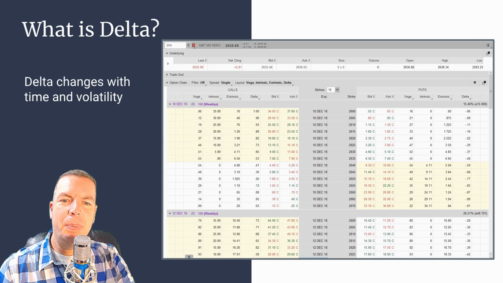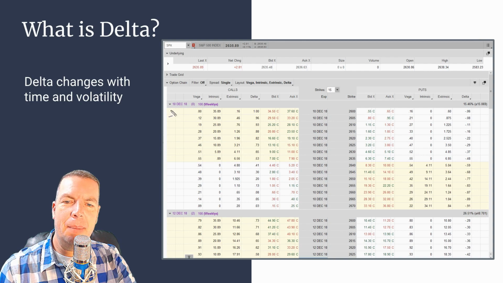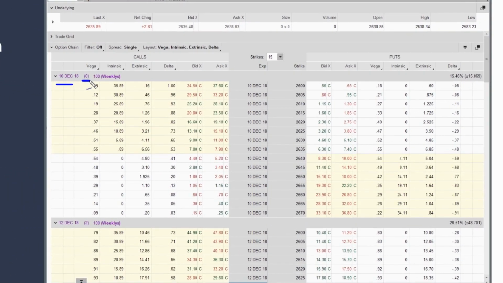We're looking at the SPX, and at the time of this video, we were looking at the 10 December series, and that had 0 days until expiration. So these options right here are expiring today. And then we have this series that's the 12th of December, which is 2 days out. So these are expiring in 2 days.